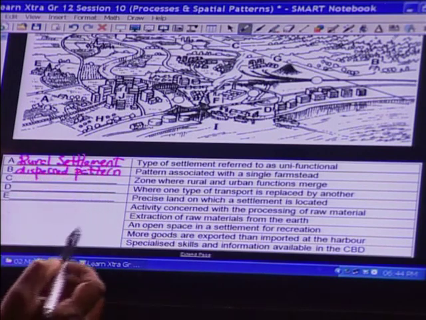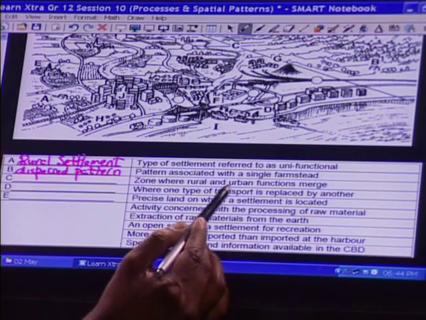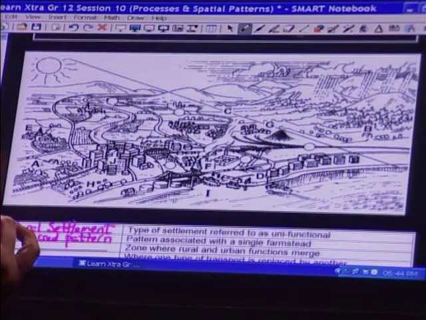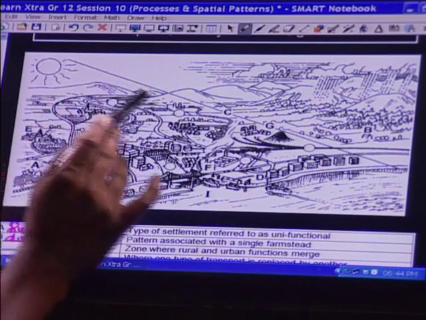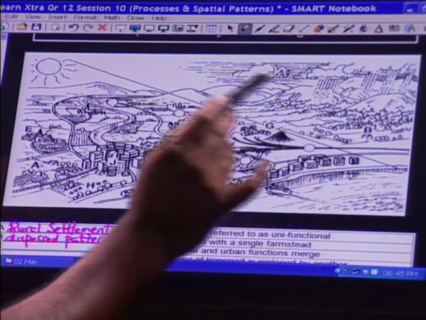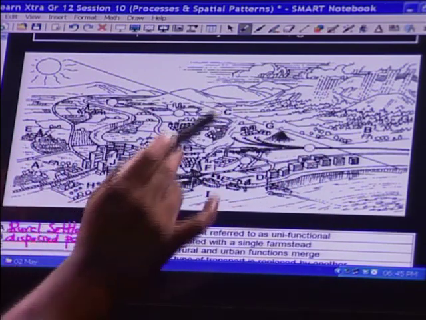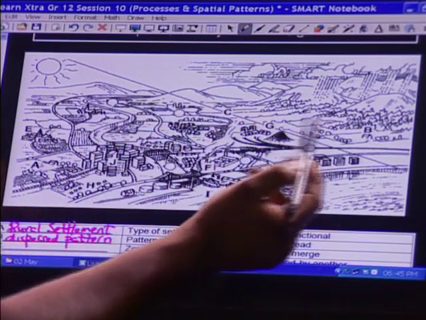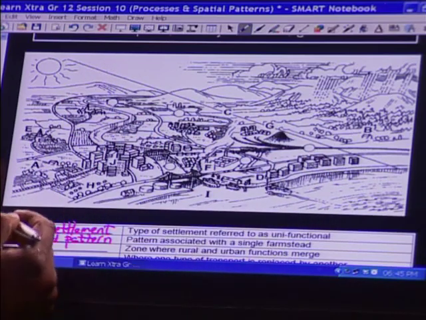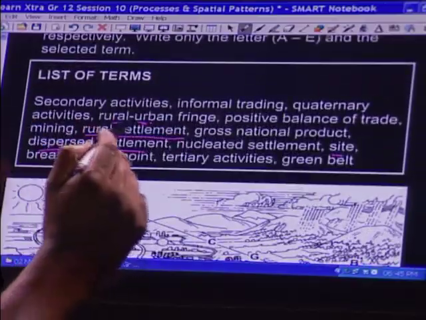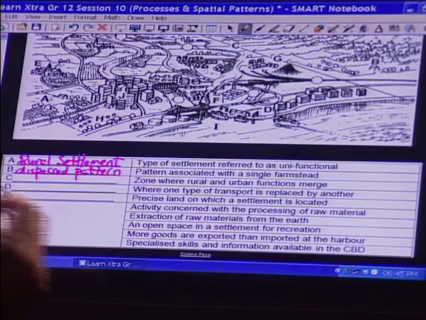Zone where rural and urban functions merge. Let's look at your diagram. Note there's your rural and there's your urban. This would have to be the dividing line between these two areas, which is your rural-urban fringe. Let's check if we've got that correct. There's our rural-urban fringe.